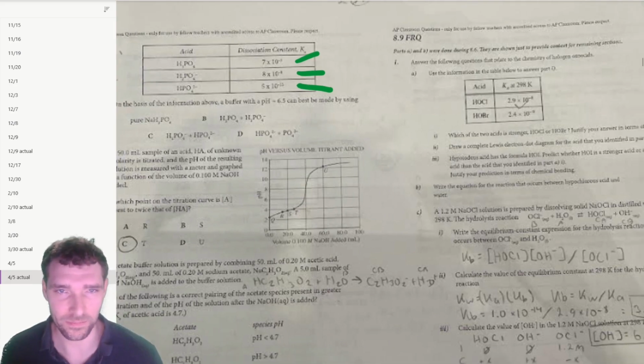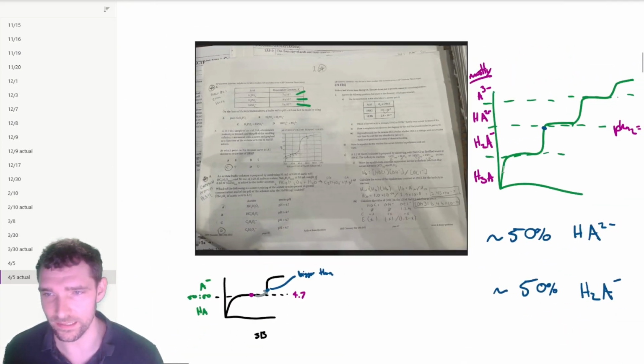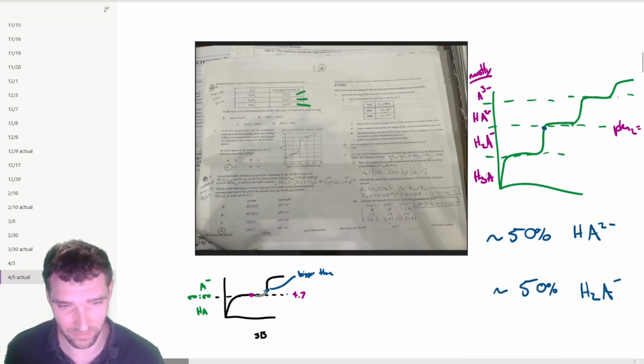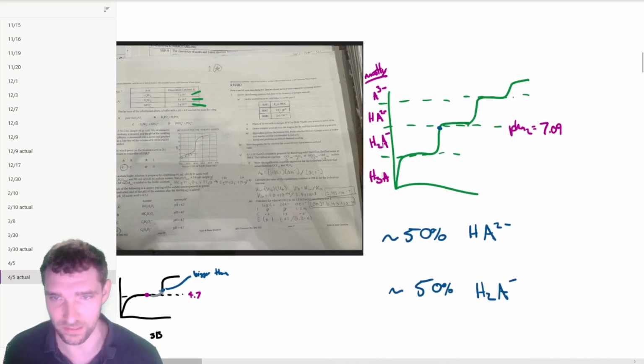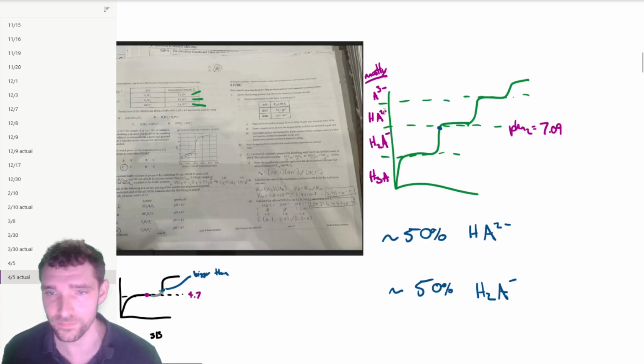And then, if I'm in a very acid-rich environment, it's going to be mostly H3A. And then if you go above the first pKa, now you're no longer at a 50-50 split between H3A and H2A, but it's mostly H2A until you get to around the pKa2. And that's a nice 50-50 split between H2A minus and HA2 minus.